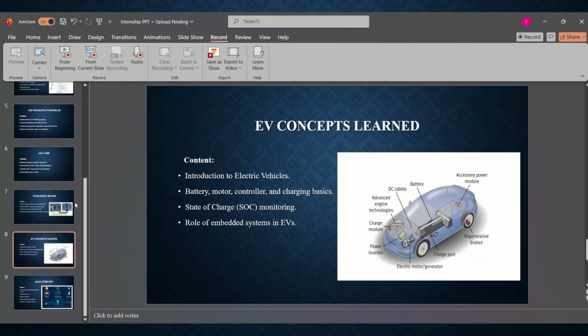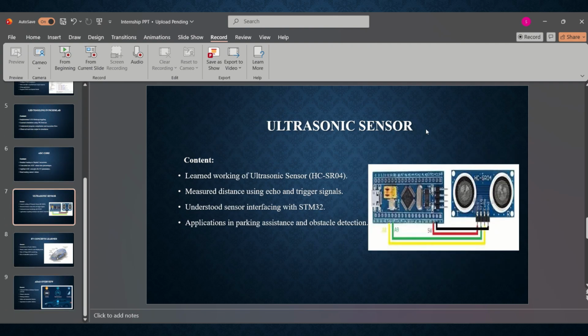Another project was we learned about the ultrasonic sensor. This slide explains the HC-SR04 ultrasonic sensor. An ultrasonic sensor is used to measure distance. It works using ultrasonic sound waves. The sensor has two main parts, trigger and echo. When the trigger pin receives a pulse, the sensor sends an ultrasonic wave. These waves hit an object and return back.